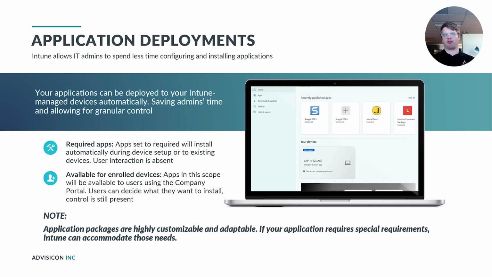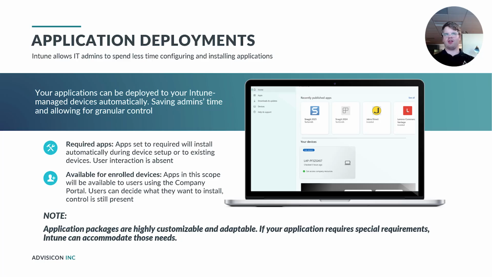Application deployments are crucial for Microsoft Intune to control what apps are installed on your devices. You can set these up in two ways. You can do required apps, which require the app to be installed when the device enrolls or is added to your organization. So during the out-of-box experience, if you have Windows Autopilot configured, it will install these apps before the user ever sees the desktop.